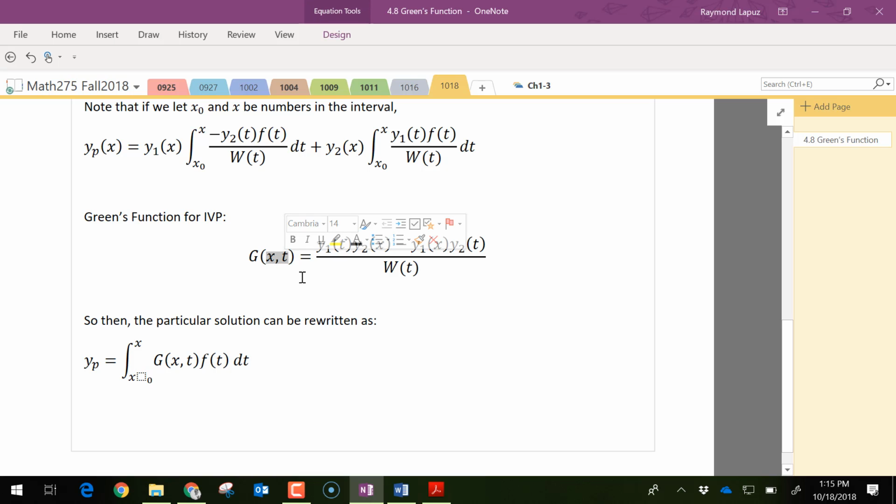So remember that x is the variable that we come up with at the end, and t is a dummy variable that we're going to use within the integral. They just switched the order. And so the x's and t's are important where they're placed here, because when we integrate, we're going to integrate with respect to t. And then if you just multiply this by f of t, you can get your solution.